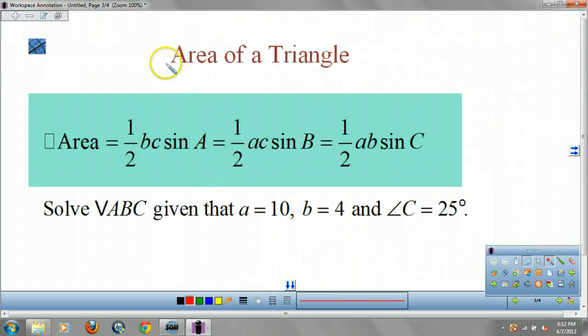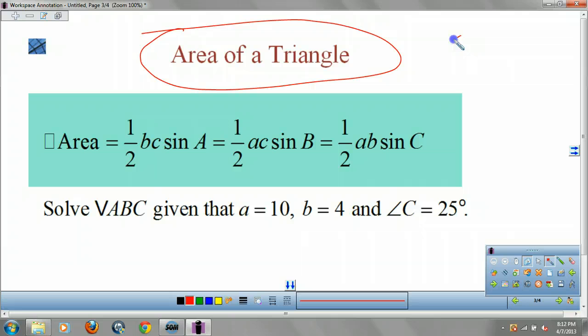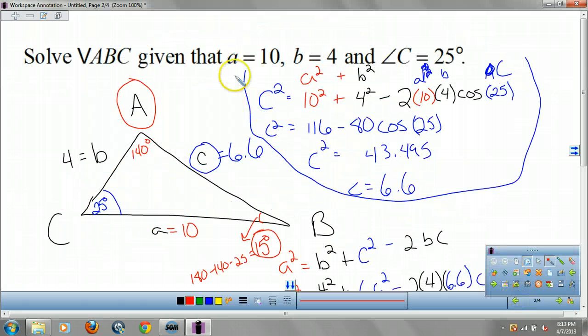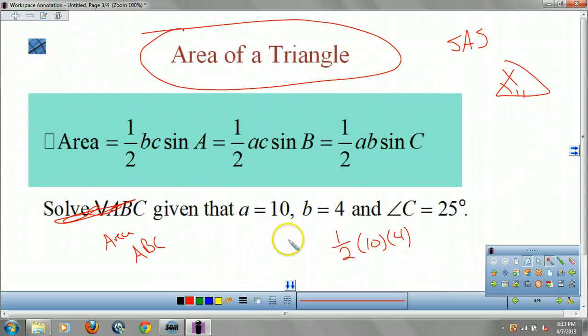Here's a shortcut to find the area of a triangle if they give you side, angle, side, just like we were talking about before. So let's find the area of ABC. Well, all you do is go 1/2 the two sides times sine of the angle. So you go 1/2, 10 times 4. By the way, if you didn't put this in your notes, you're a darn fool. Go back and do it. Put this formula in your notes too.